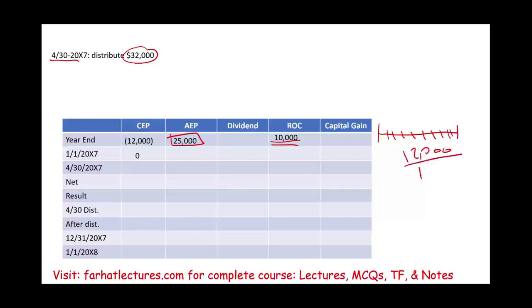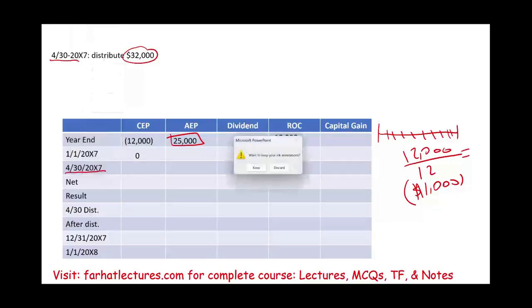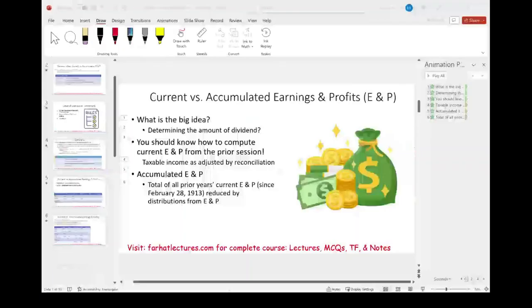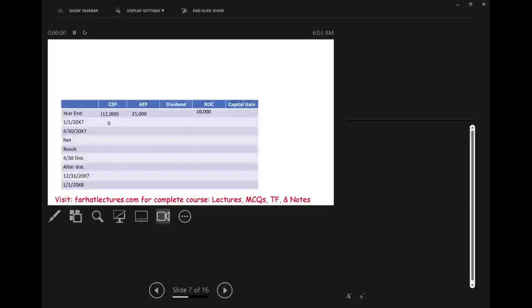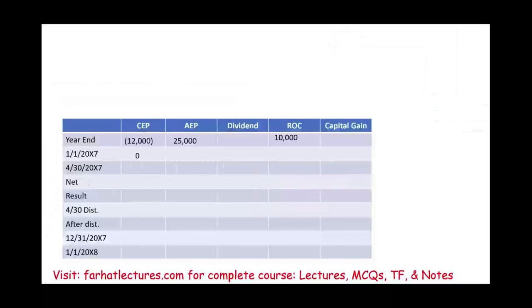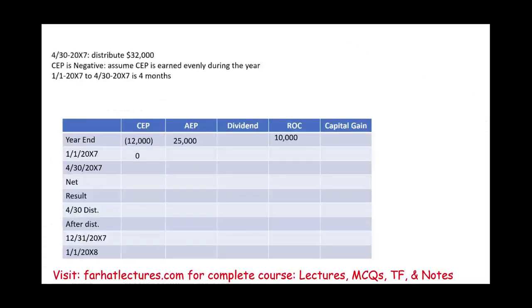If we're going to spread the 12,000 evenly throughout the year over 12 months, each month we operated, we are going to account for 1,000. Therefore, when we made the first distribution on April 30th, what do we say? We say we have negative 4,000 on April 30th, because from January till April 30th, it's 4,000.